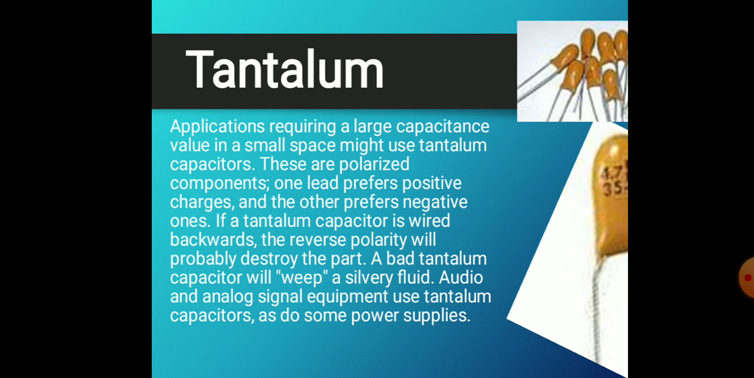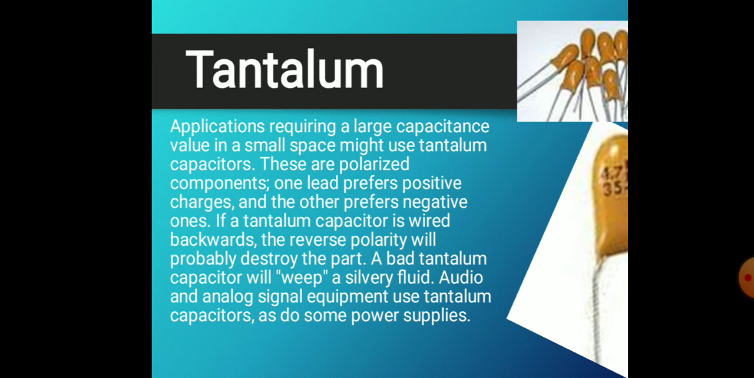These capacitors are small in size but they have high capacitance. This is the characteristic of this capacitor. If a tantalum capacitor is wired backwards, the reverse polarity will probably destroy the part. So this is polarized, meaning you have to connect positive to positive, negative to negative.